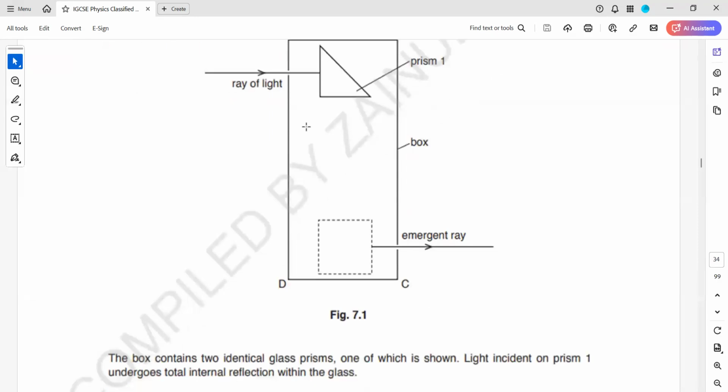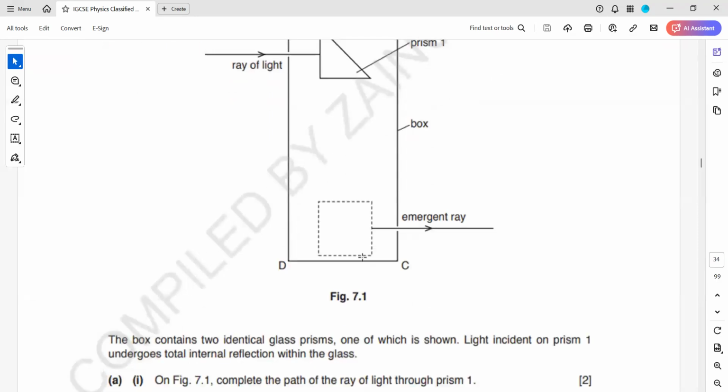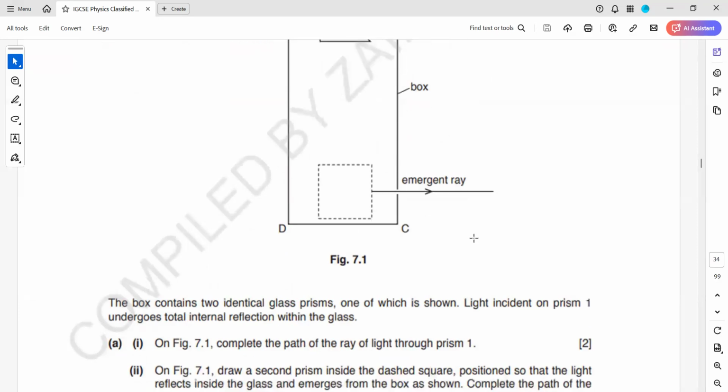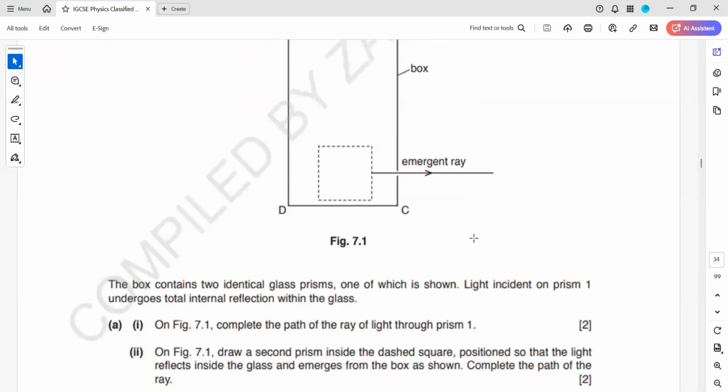The box contains two identical glass prisms. The two prisms are placed in the box, one of which is shown. The light incident on prism 1 undergoes a total internal reflection.